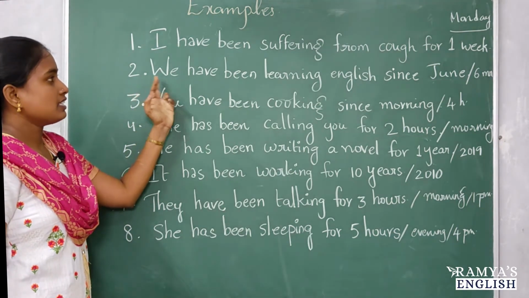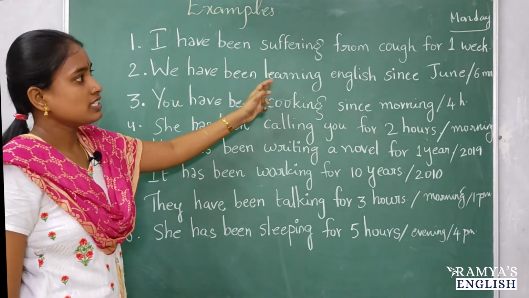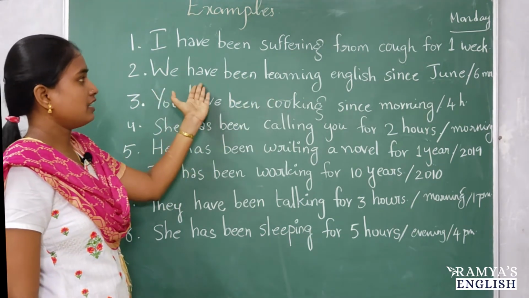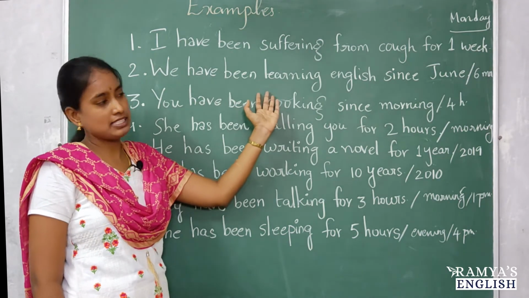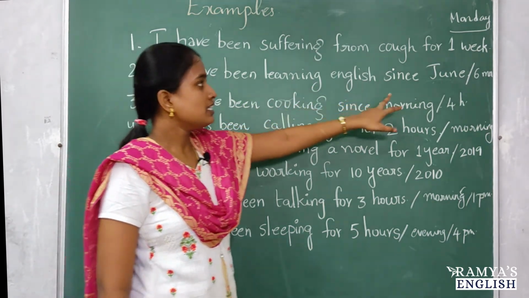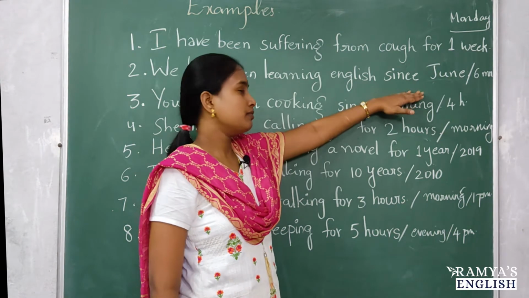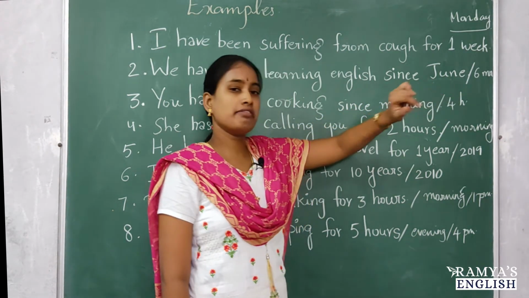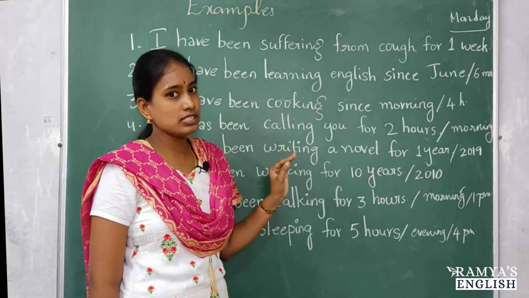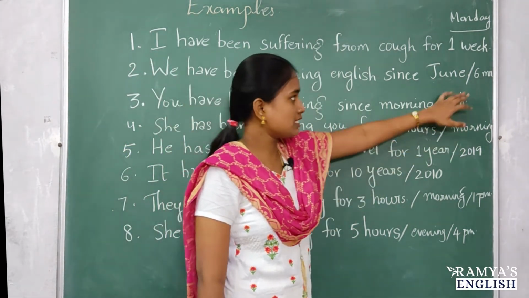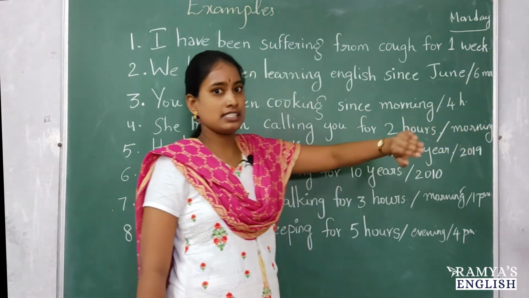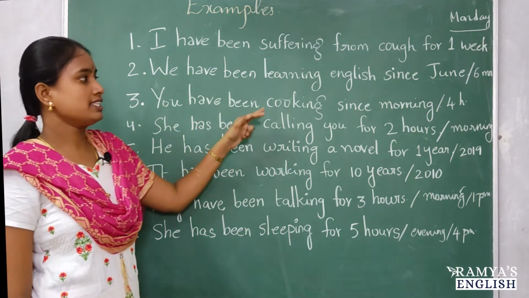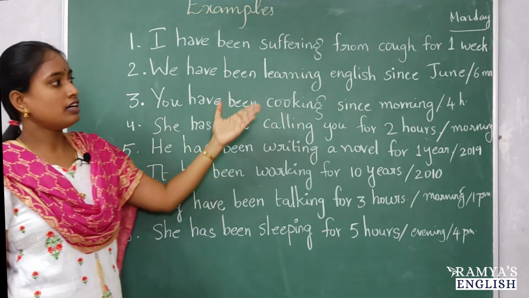The next sentence is: we have been learning English since June. So we is the subject, have been learning is V1 plus ing, English is object, since is point of time. So that's why I have used June, the exact month here. If we don't know the exact month, we can use the period of time, that is 6 months, for 6 months. The next example is: you have been cooking since morning or for 4 hours.